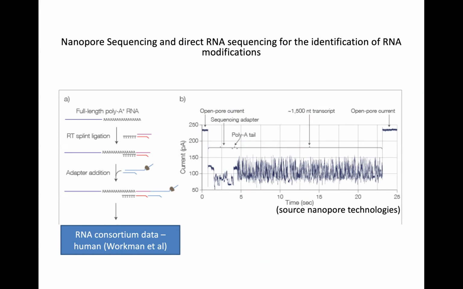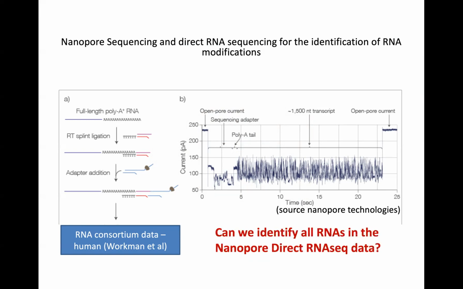This approach, as I mentioned, has already proved to provide the potential to identify RNA modifications in RNAs tested with the standard direct RNA sequencing protocol from Nanopore. However, one question is, can we identify all RNAs in the Nanopore direct RNA-seq data? Because it makes no sense to have the tool to identify RNA modifications if you cannot identify a specific RNA that you may be interested in this data.